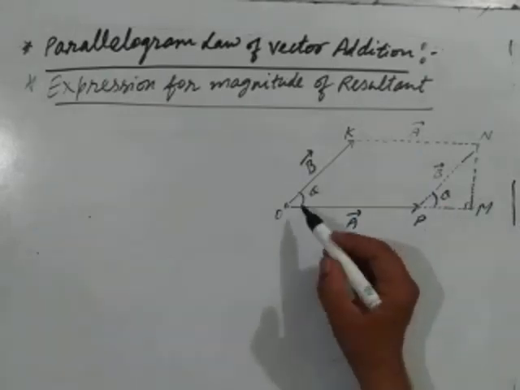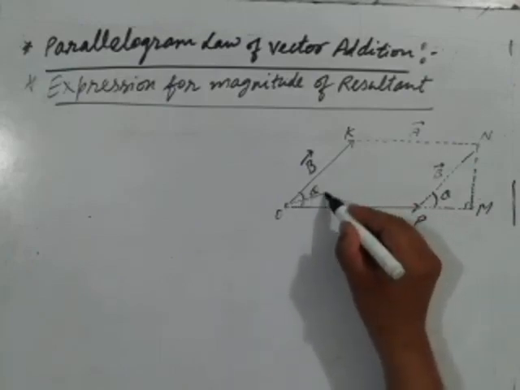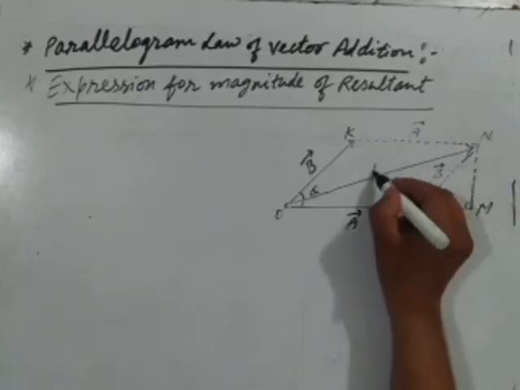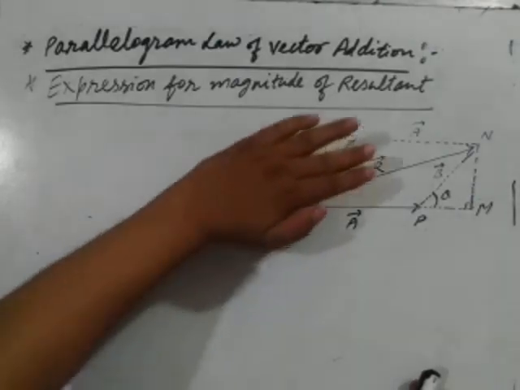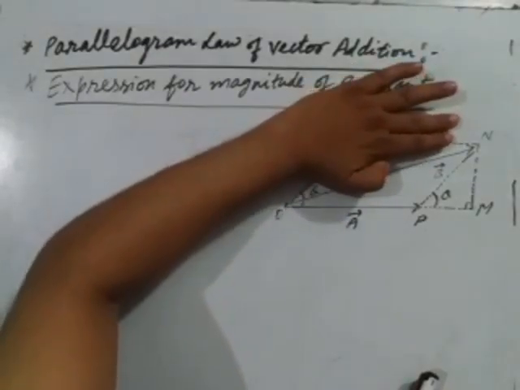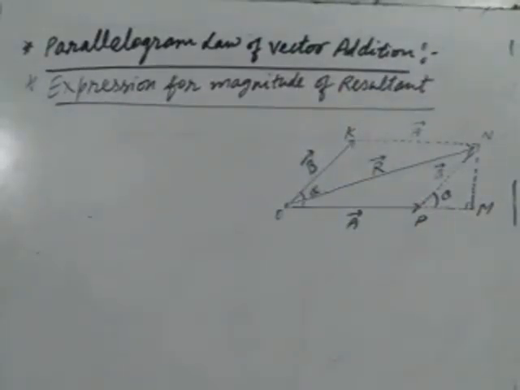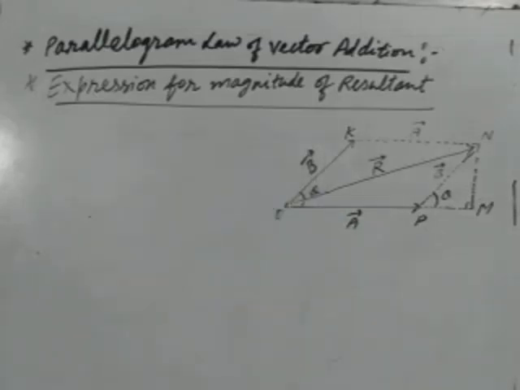Now the resultant is represented by the diagonal which lies in between these two adjacent sides, and that is represented by R vector. Now if we observe clearly the diagram, it is just like the diagram for triangle's law. So we will use the same method as we have done earlier to find out the magnitude of the resultant.